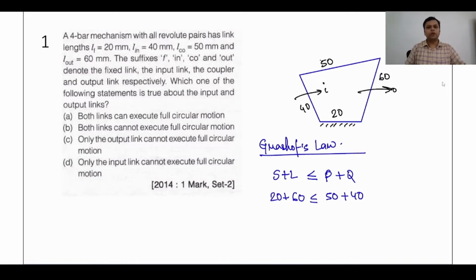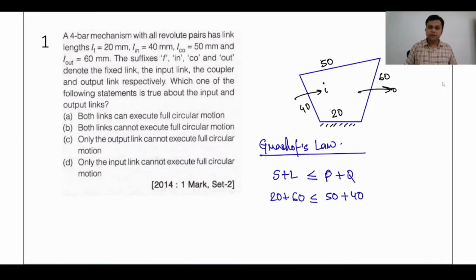If Grashof's law is satisfied, there is a possibility that we might get at least one crank. It might, it might not, but there is a possibility. If Grashof's law is not satisfied, we can very surely say that the mechanism is a double rocker mechanism. Now, what is the next criterion?